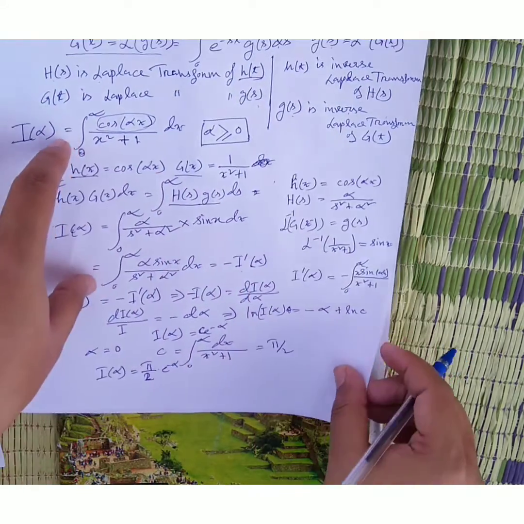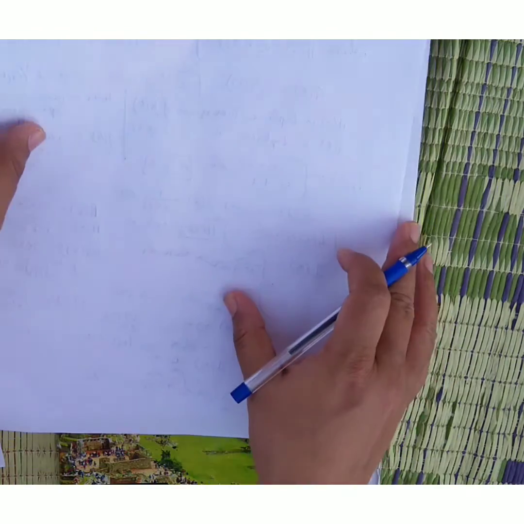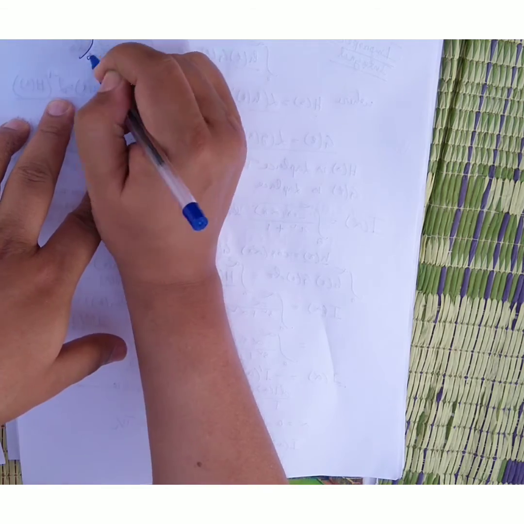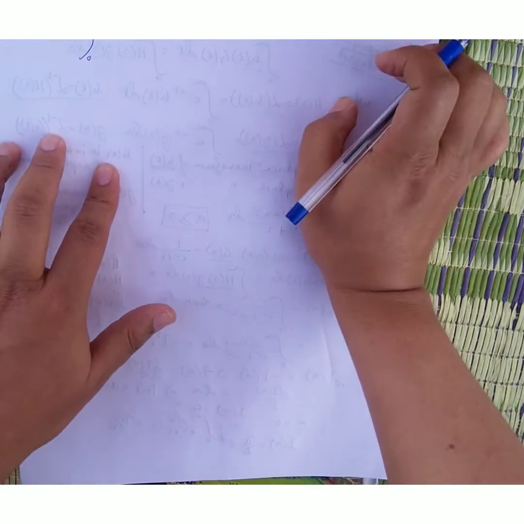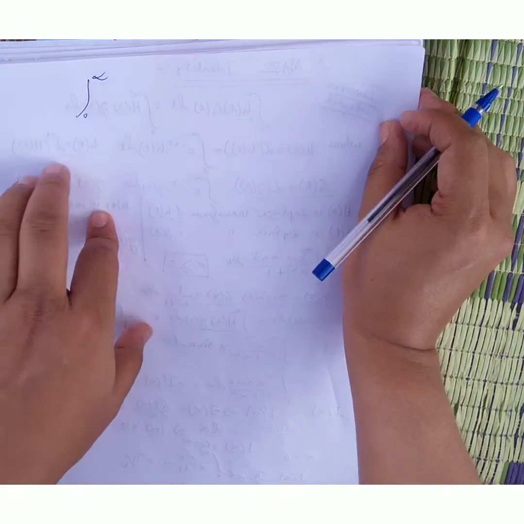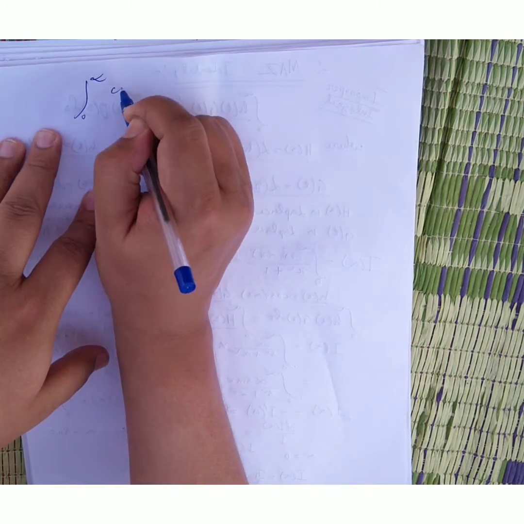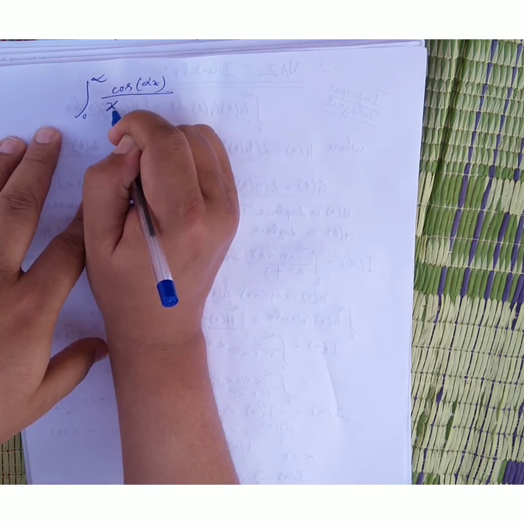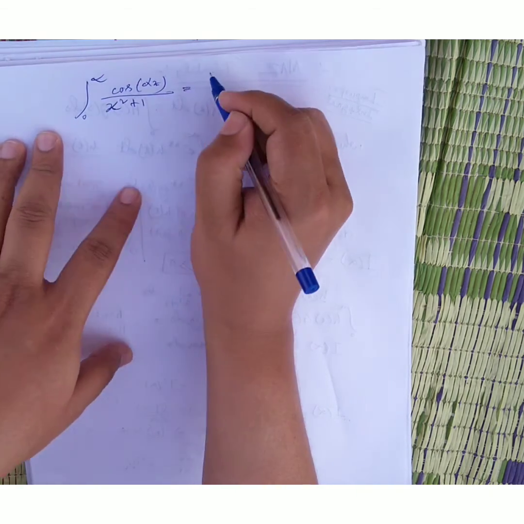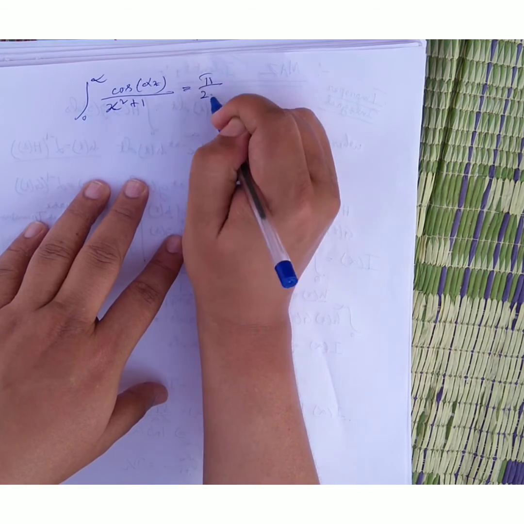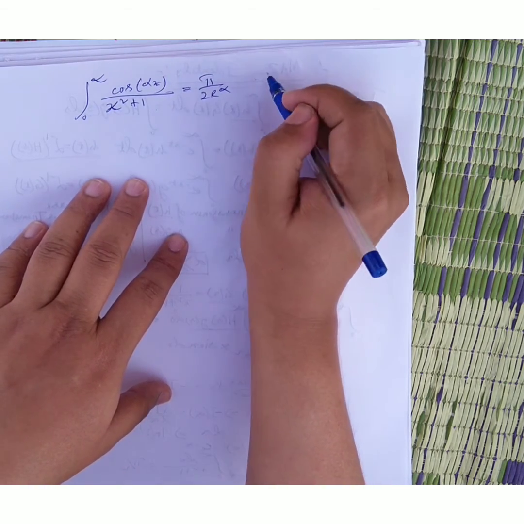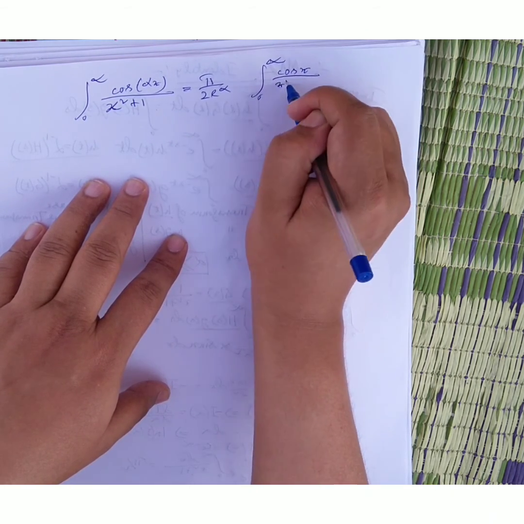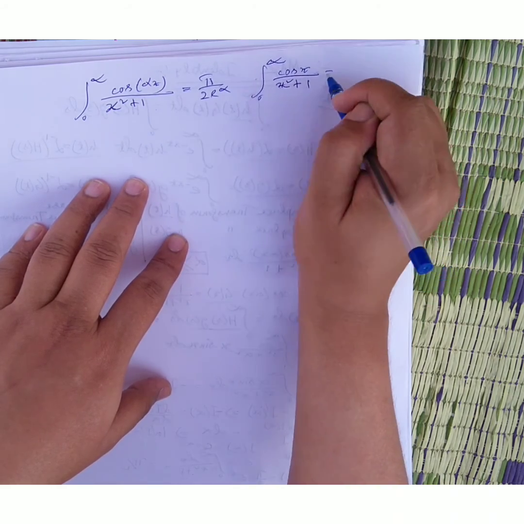The integral value: going to the second page, the integral from 0 to infinity of cos(alpha x) divided by x square plus 1 is equal to pi by 2 into e to the power minus alpha, and the integral from 0 to infinity of cos x divided by x square plus 1 is equal to pi by 2e.